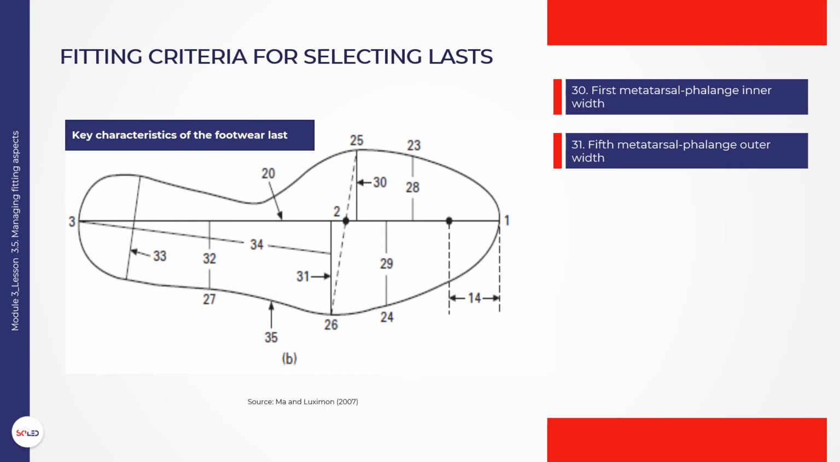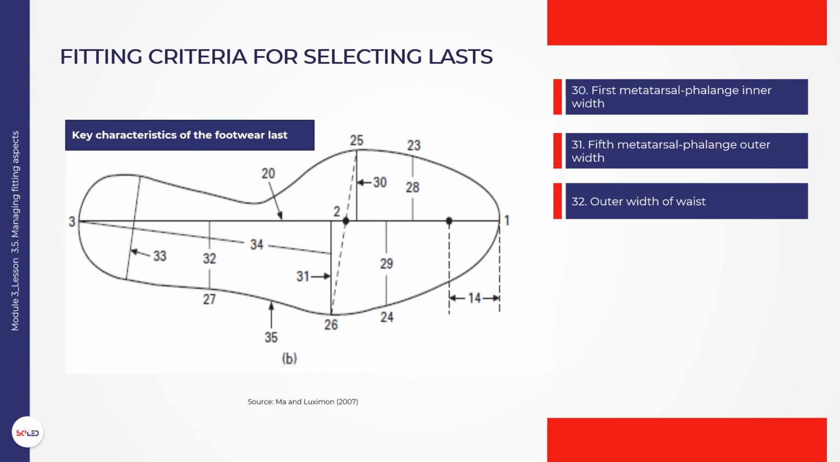31. Fifth metatarsal phalange outer width. The width between the fifth metatarsal phalange joint 26 and the longitudinal axis of the shoe last bottom. 32. Outer width of waist. The width between the waist point 27 and the longitudinal axis of the shoe last bottom.